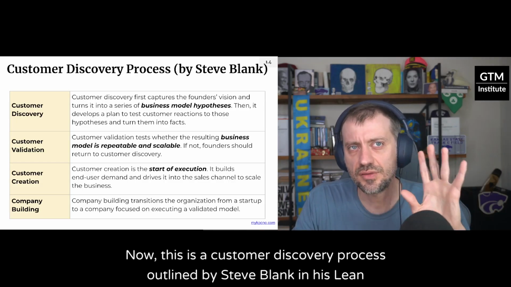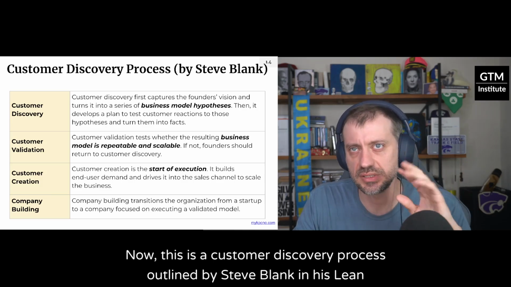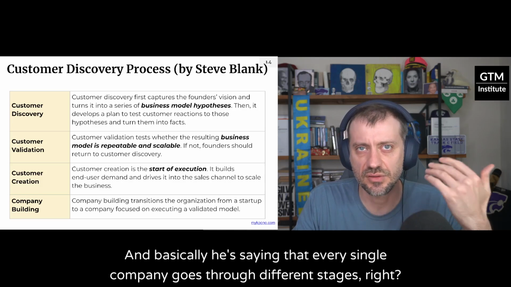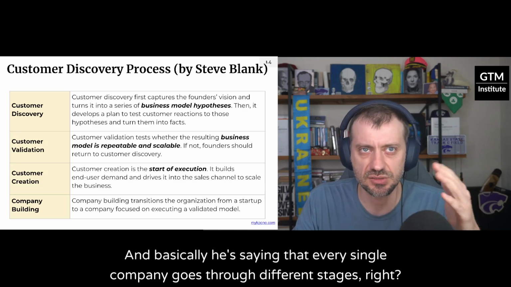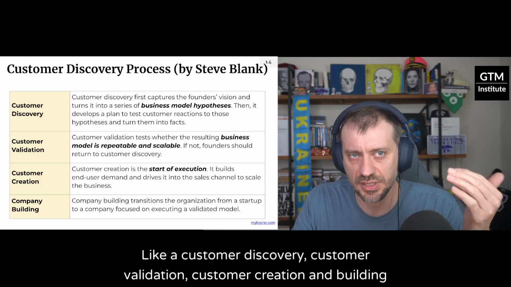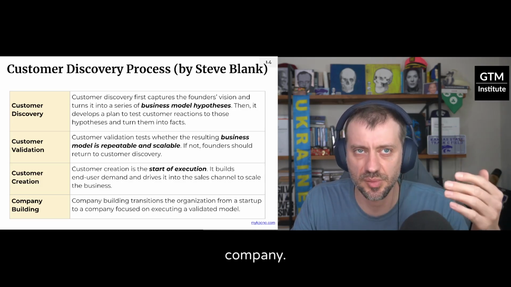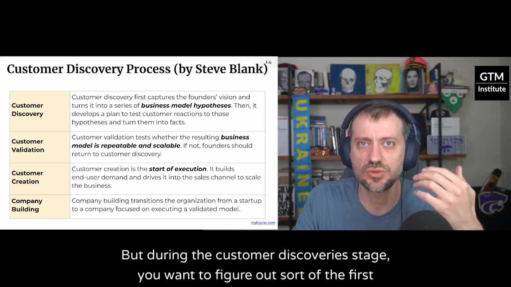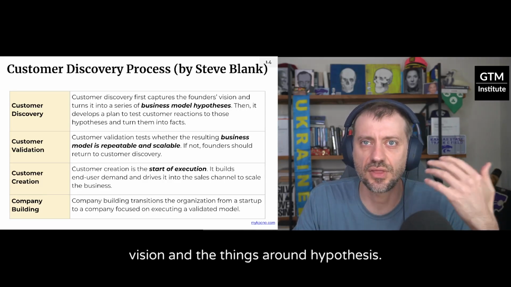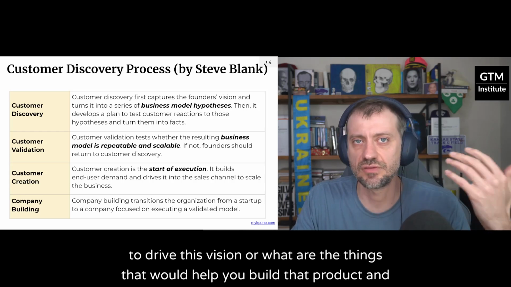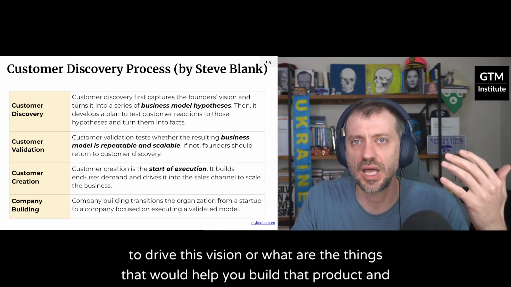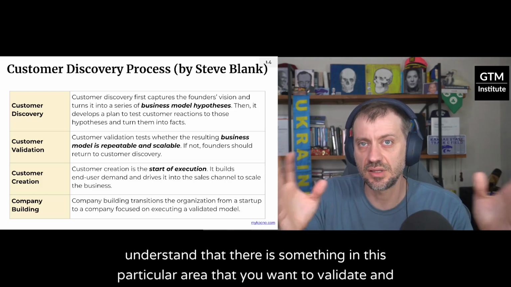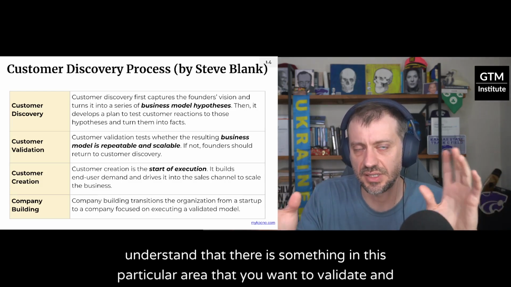Now, this is a customer discovery process outlined by Steve Blank in his Lean methodology. Basically, he's saying that every single company goes through different stages, right? Customer discovery, customer validation, customer creation, and building a company. During the customer discovery stage, you want to figure out the vision and the hypotheses of how to drive this vision, or what would help you build that product, and understand that there's something in this particular area that you want to validate and build upon.